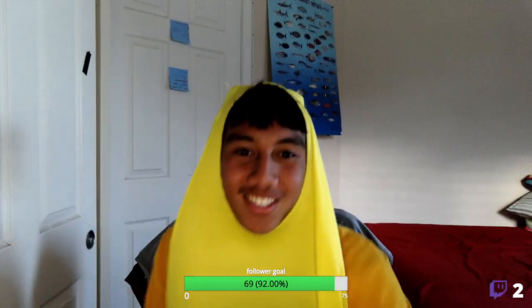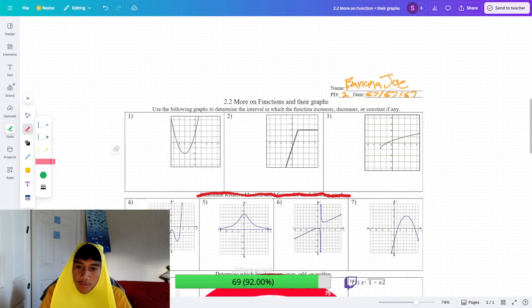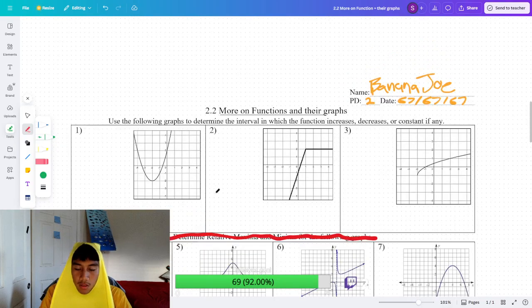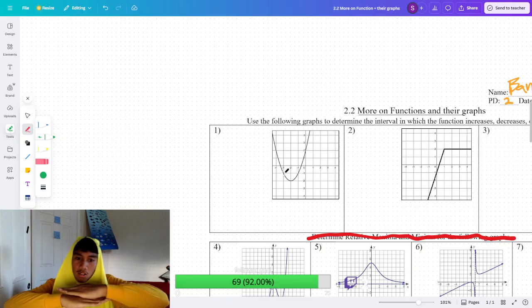So let's peel right into it. Here we have 2.2 more on functions. So let's get straight into these functions. Here we have our first contestant, number 1. So we want to determine the intervals in which our function goes up, goes down, or remains constant.